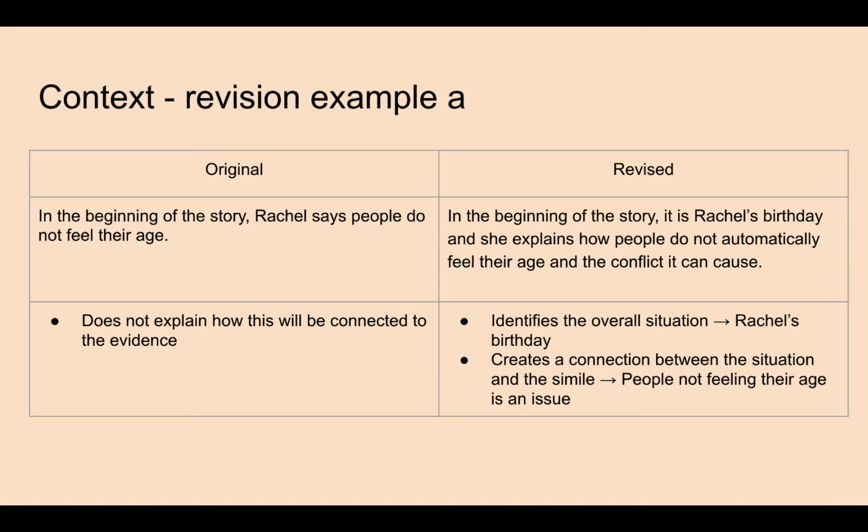In the beginning of the story, Rachel says, "people do not feel their age." So this is true, this context is correct, but it doesn't include any information to help me understand really what's going on in the evidence and how it's going to be connected to the evidence. So for example, a revised version would sound like, in the beginning of the story, it is Rachel's birthday, and she explains how people do not automatically feel their age and the conflict it can cause. So this identifies the overall situation, it's Rachel's birthday, and it creates a connection between the situation and the simile, right? That people do not always feel their age.